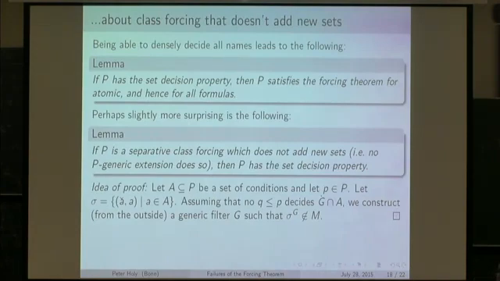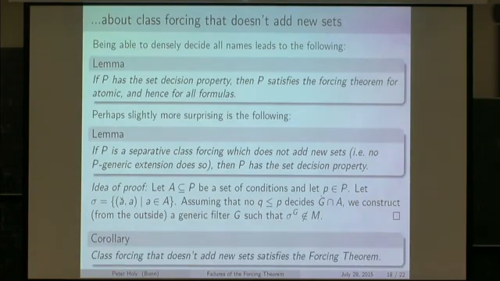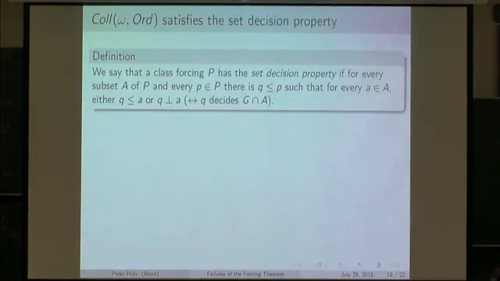I wasn't planning to talk about the details of this, but with this idea it's not too hard. And this leads to the corollary that class forcing which doesn't add new sets always satisfies the forcing theorem. And now I want to argue that this collapse forcing actually satisfies the set decision property, which is easy to see. And then, of course, this implies that it doesn't add new sets, and it also satisfies the forcing theorem.